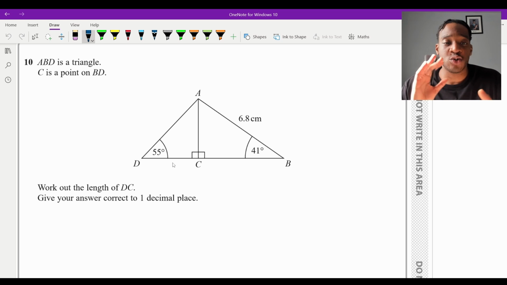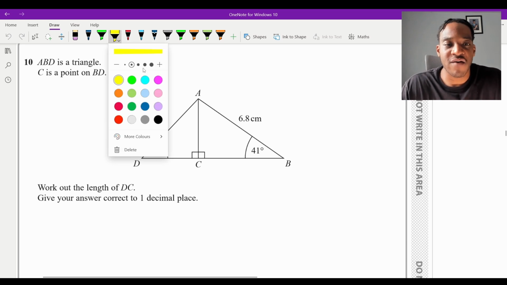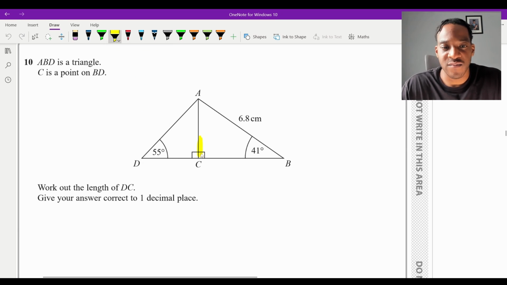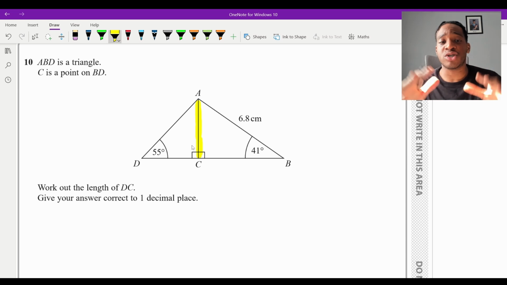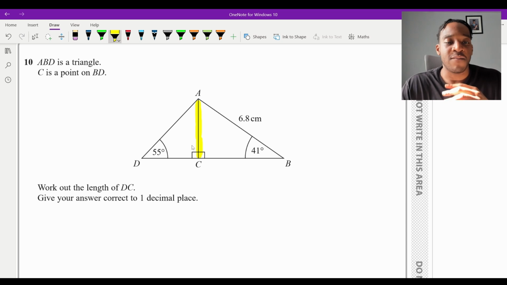Whenever you see 2 shapes joined together, the key is the side that connects them both. And in this case, it's going to be A to C. It's always the same thing. So just make a note of this, guys. Whenever you see 2 shapes together, the side that connects them both is always the key to the question. So for me, before I even do anything, I know I need to work out that side.